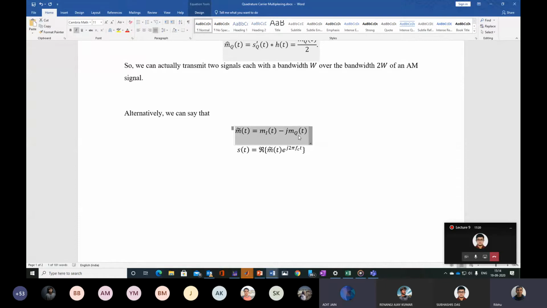Since this is a complex signal, we can't use single sideband modulation, right? Elaborate slightly more. Because it is not symmetric about the y-axis. So we cannot use single sideband modulation.